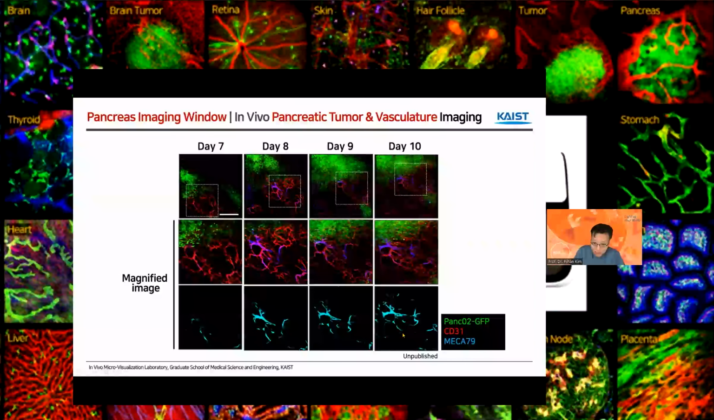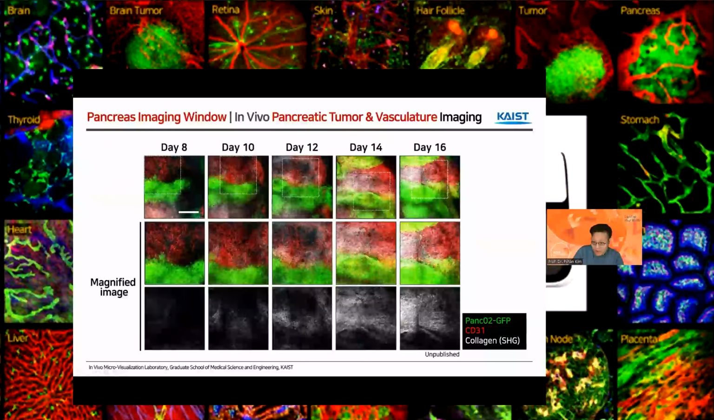And then we are trying to label additional things like MECA79. So we inject the MECA79 antibody to find the endothelial cells that express the ligand for these MECA79 antibodies near these pancreatic cancer cells like this. And then, as I explained before, by detecting second harmonic generation signal, we can also see the increase of the collagen in this pancreatic cancer model, like this, from day 8 to day 16. So you can see this gradual increase of pancreatic cancer cells and then collagen deposition.